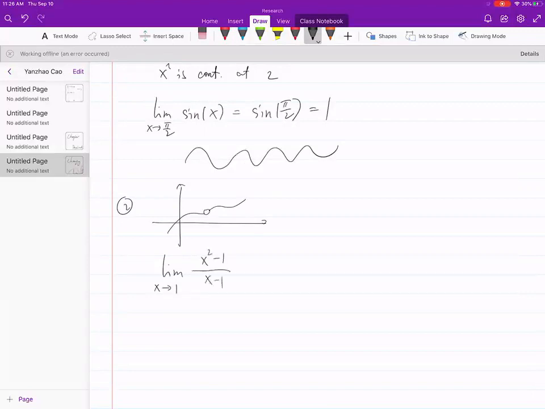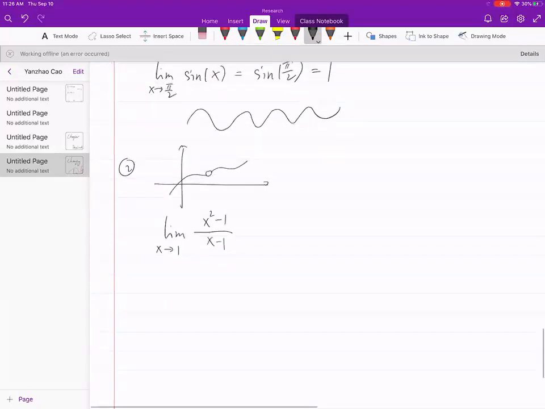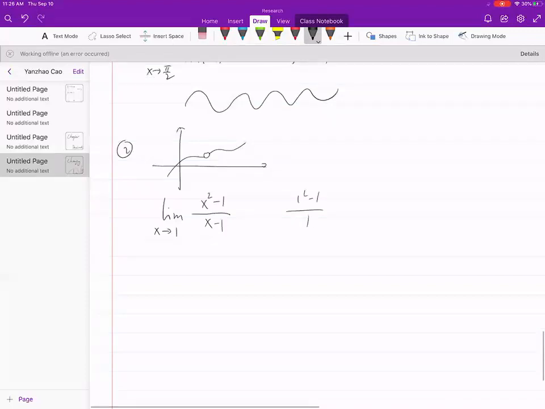Do you recall you have seen something like this before? Is it continuous? Well, just plug in 1. What happened? You divide by 0, right? Therefore, it's not continuous. You cannot simply just plug in. Can't do it. So what do you do?